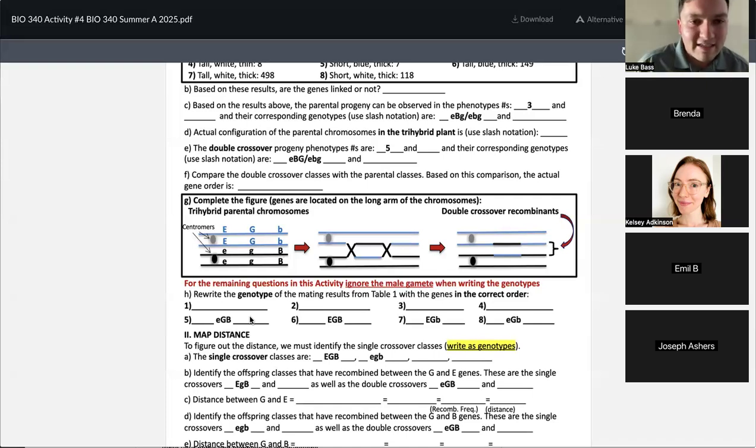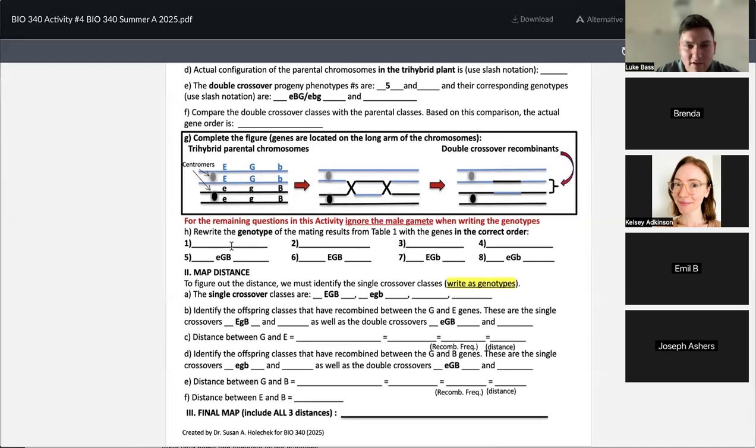Definitely. Yeah, I see the confusion there. So I believe it's 5 through 8 that are already written. Yes, you can leave those alone. So you are just filling in those top four.